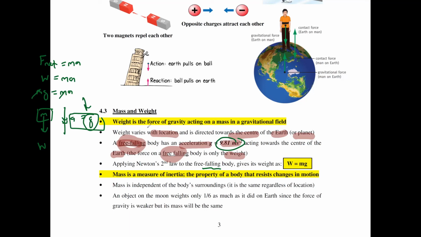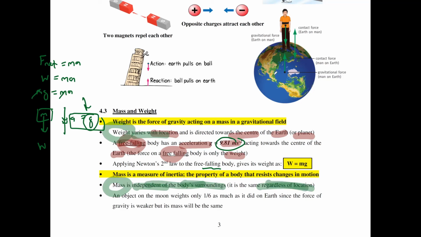Okay. Now, earlier I said that mass is a measure of inertia. It is the property of a body or object that resists changes in motion. Now, mass is independent of the body's surroundings. It will be the same regardless of the location that you are at. So there's always a comparison to be made between weight and mass. Weight will always vary with location, whereas mass will always be the same regardless of location.